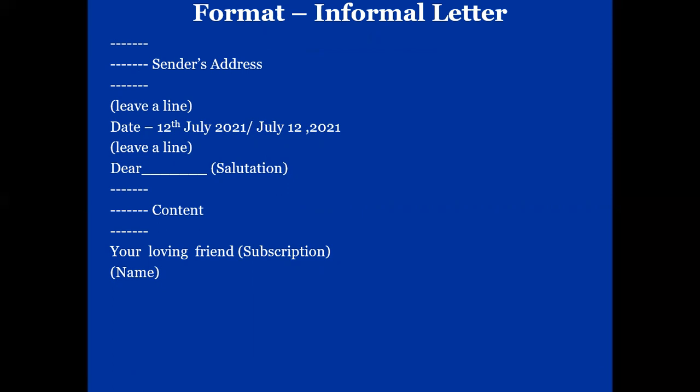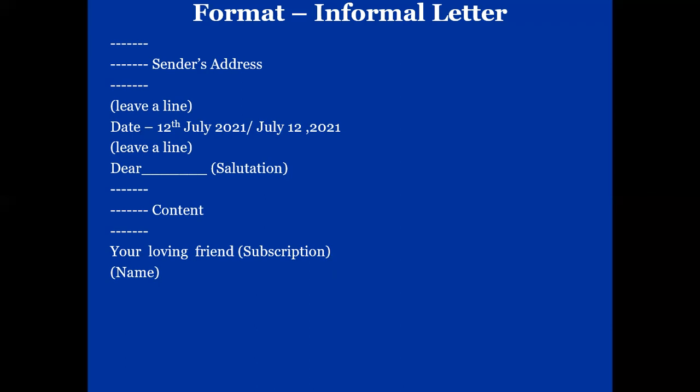Then these are the two formats. You can use any one format for writing the date. Either you can write 12th July 2021 or July 12, 2021. Then comes salutation. How do you greet? If you are writing a formal letter, then you will write respected sir or ma'am. But in an informal letter, you can write dear friend.